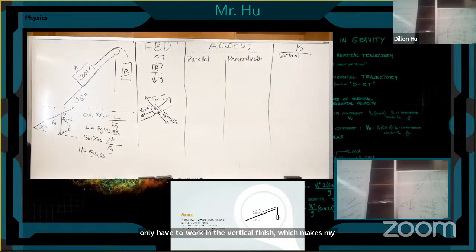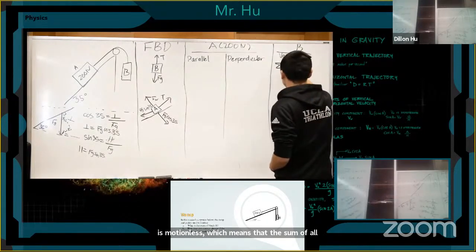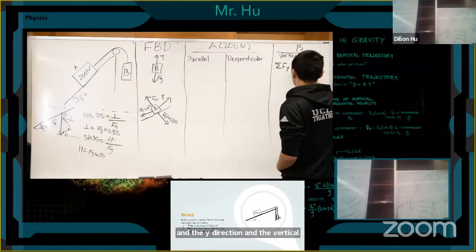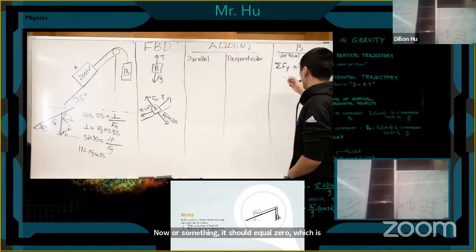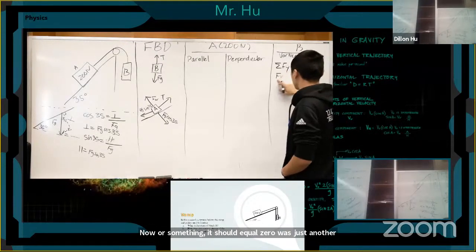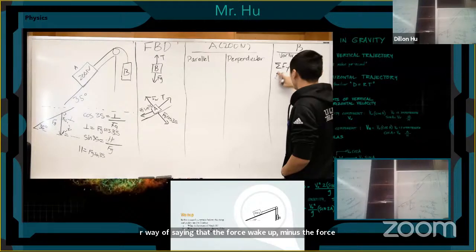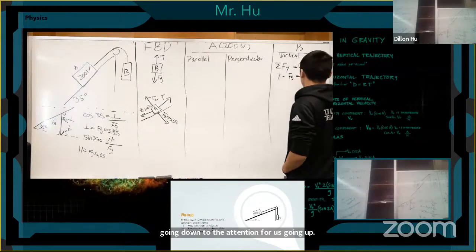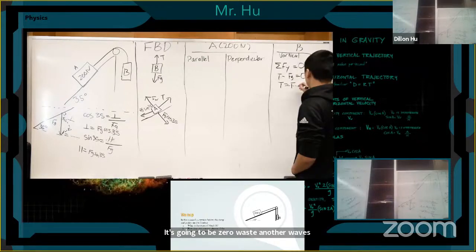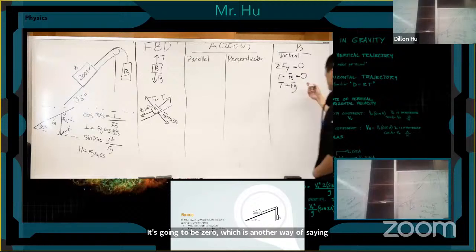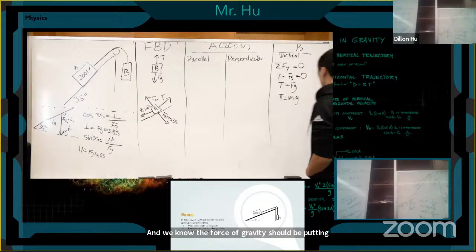So what do we know about B? Well, the only thing we know about B is that the system is motionless, which means that the sum of all forces in the y direction, in the vertical direction, should equal 0. The net force acting on B should equal 0, which is just another way of saying that the force going up minus the force going down. So the tension force going up minus the force of gravity going down is going to equal 0, which is another way of saying that the force going up should equal the force going down. And we know that the force of gravity should be equal to m times g. Okay, and we want to solve for m.